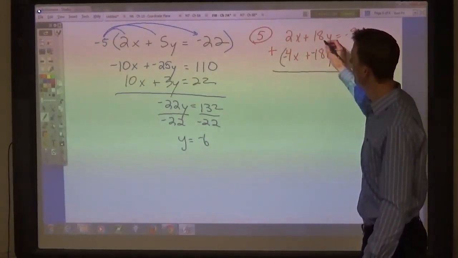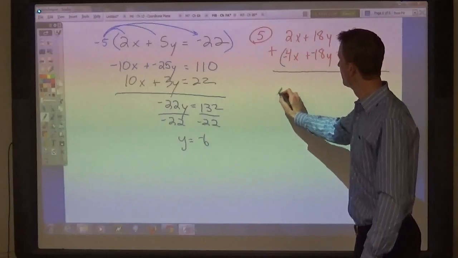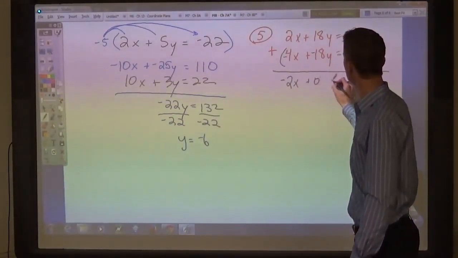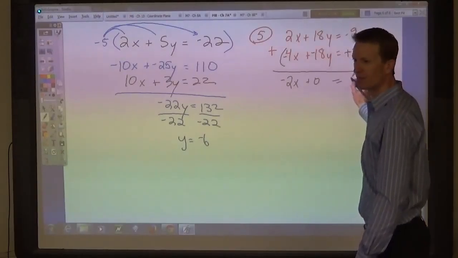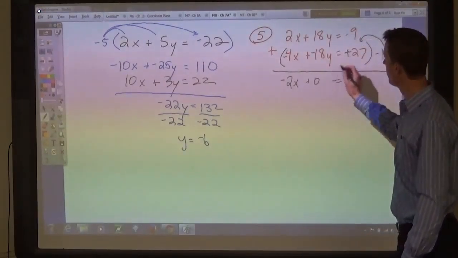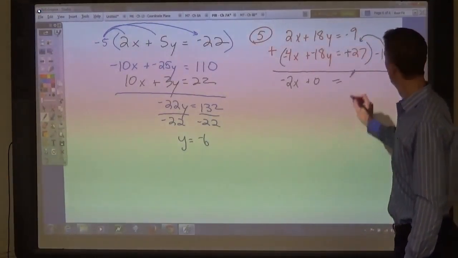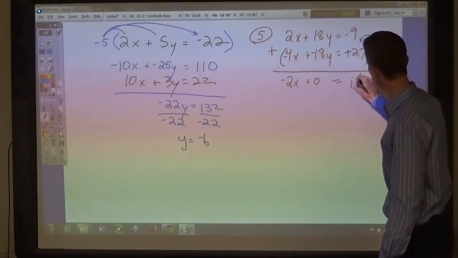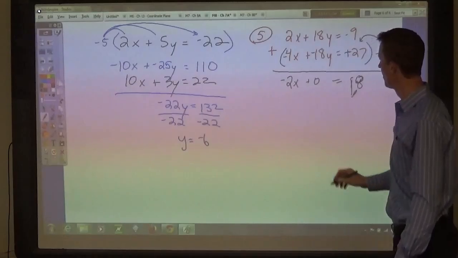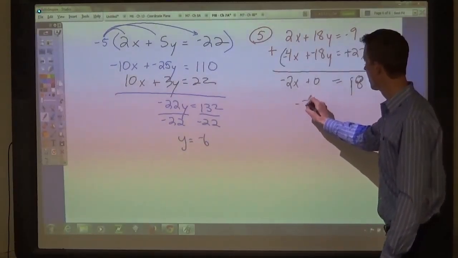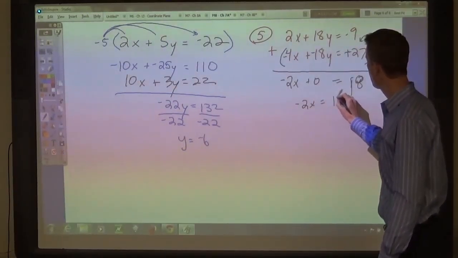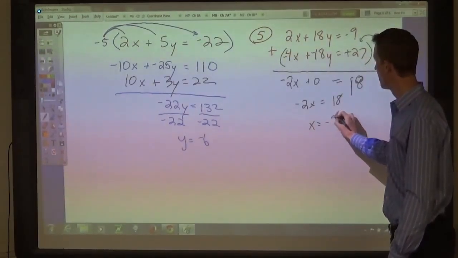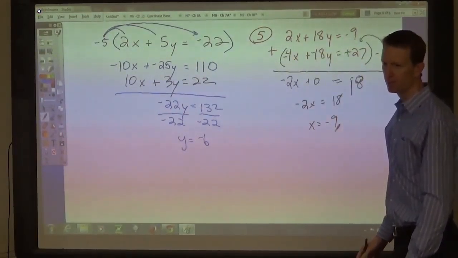So this is negative 2x plus 0 equals 18. And so negative 2x equals 18, divide by negative 2. x equals negative 9, right? Yay.